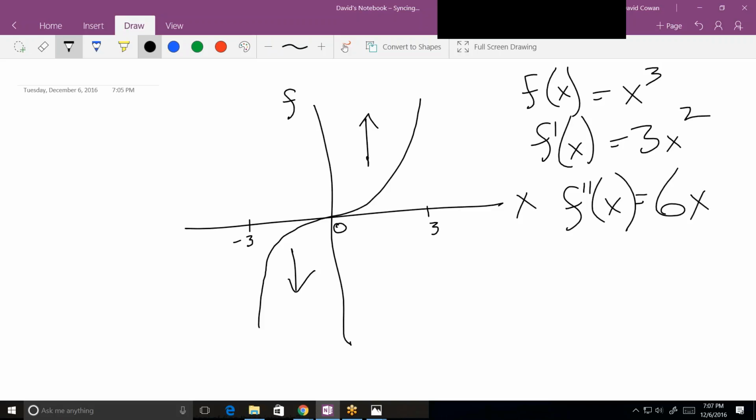Well, notice at this point right there, what's the second derivative equal to? Plug the x value into the function for the second derivative. What do you get? 0. Yeah, so the inflection point is at 0. The inflection point of the original function is at 0. That's where the concavity changes. And that's the definition of where you find the inflection point. So we can go from that to the following.